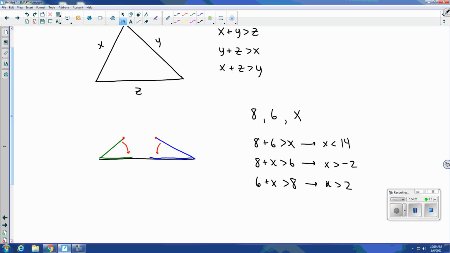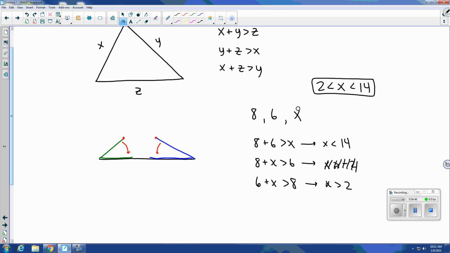Okay, x obviously has to be greater than -2, so I don't care about this. And from the other two, I can conclude that it would have to be greater than 2 and less than 14 to have a triangle. So this would be my answer. This is my range of values. Anything outside this would not work.